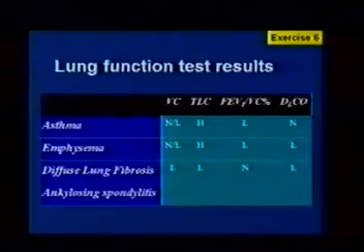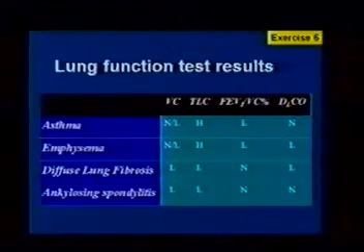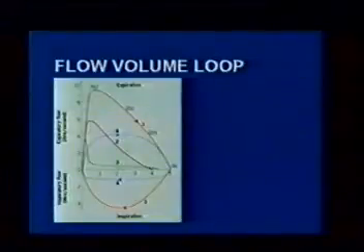In ankylosing spondylitis, another cause of restrictive airway disease, vital capacity is low, reduced, total lung capacity also reduced, FEV1 to FVC ratio is more than 70%, it's normal, carbon monoxide diffusion capacity is also normal. This is in contrast to lung fibrosis.